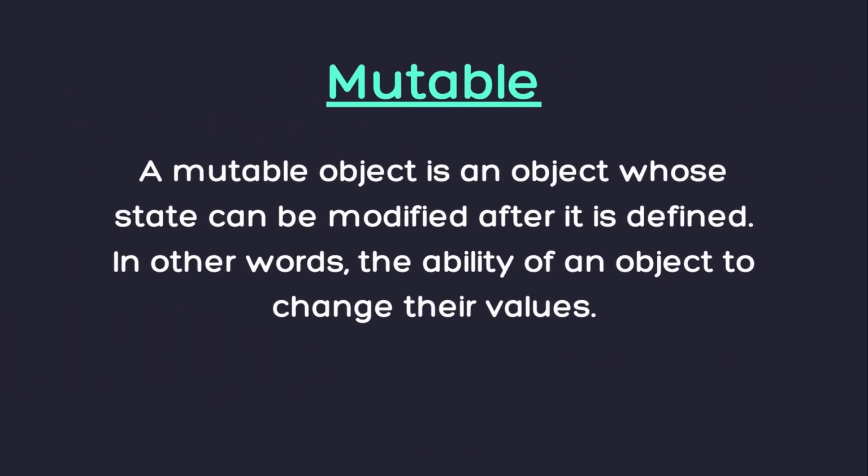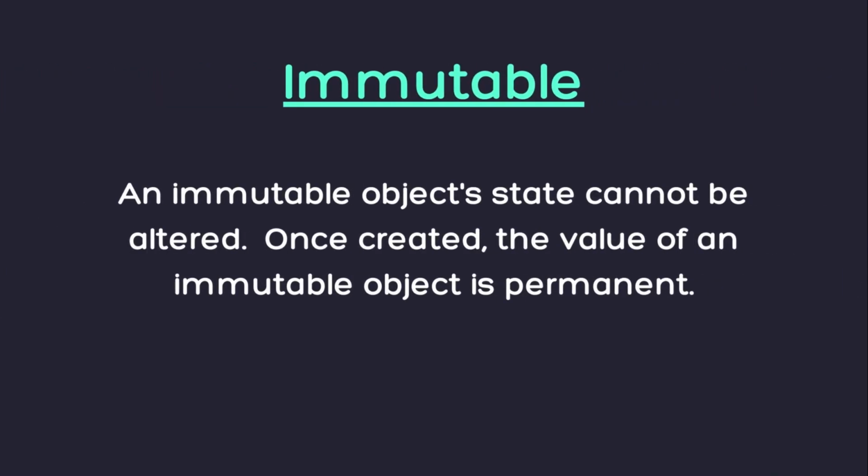A mutable object is an object whose state can be modified after it is defined. In other words, the ability of an object to change their values. An immutable object state cannot be altered. Once created, the value of an immutable object is permanent. Okay, well, that's it for definitions.